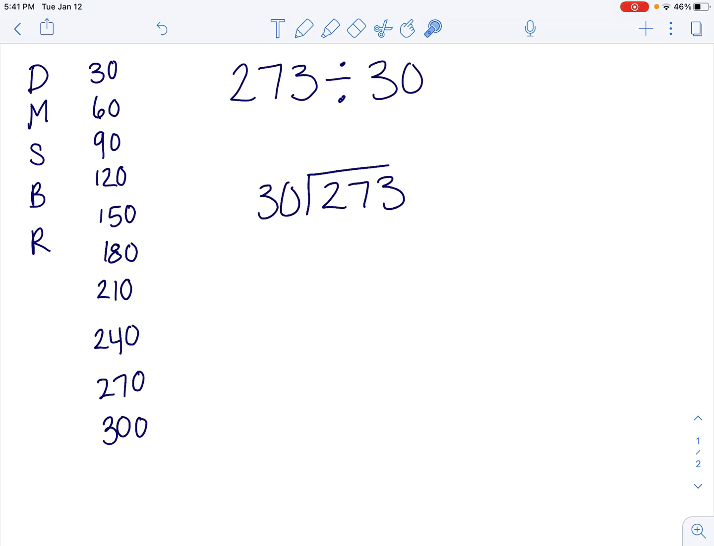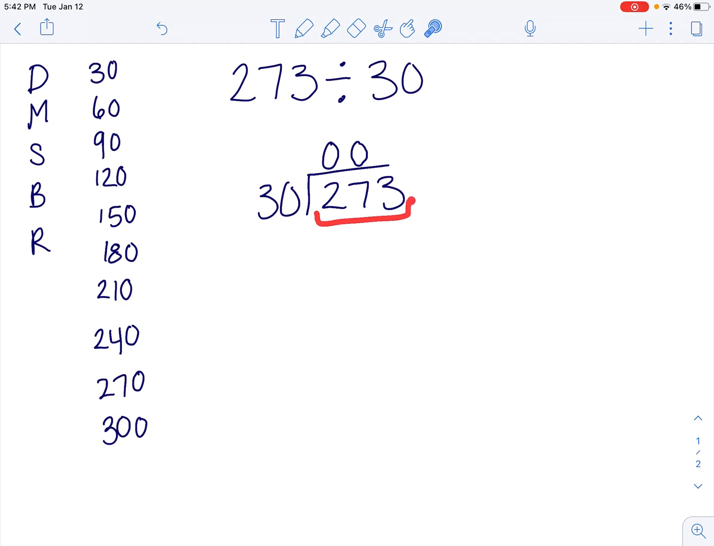The next step is to look at our divisor, 30, and think to ourselves, 30 times what gets me close to 2? Because 30 is greater than 2, it's bigger than 2, we're going to say that goes in 0 times. Now we're going to grab the 2 and the 7 and say 30 times what gets us close to 27 without going over. 30 is still bigger than 27, so we want to put a placeholder 0 above the 7 as well.